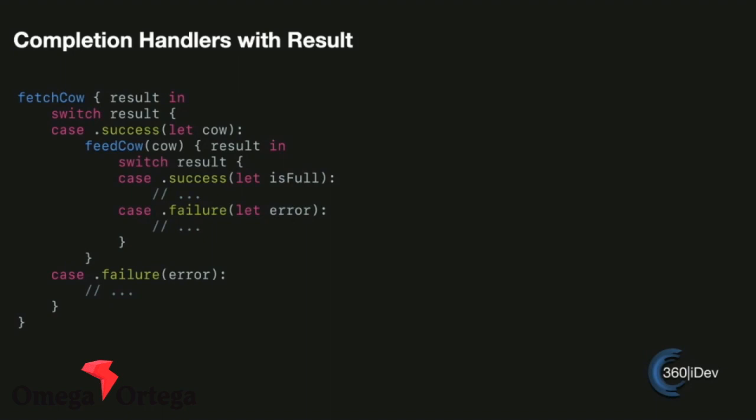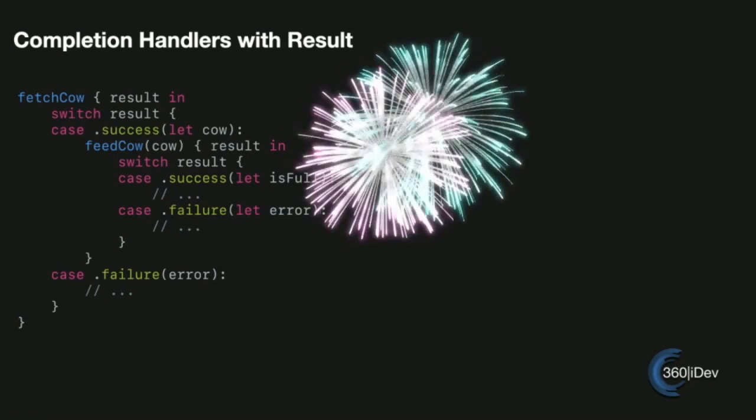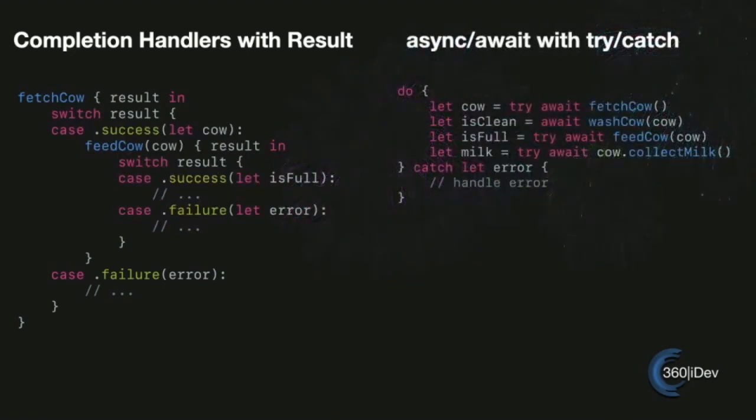So let's compare these examples side by side. We have the completion handlers with Result from the previous slide, and the same thing with async await and try catch. You can see it's obviously much easier to reason about, right? We have one happy path and one error path. We're actually making double the number of asynchronous calls, but our logical branches are reduced significantly.